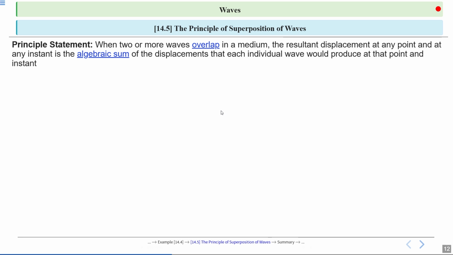14.5 The principle of superposition of waves. Now let's understand the principle of superposition in waves. This principle says that when two or more waves overlap in the same medium, the total displacement at any point is simply the sum of the displacements that each wave would cause on its own. In other words, the waves add up algebraically at every point and instant. This is a fundamental idea in physics, specifically when studying how waves interact, like sound waves in air or ripples on water.